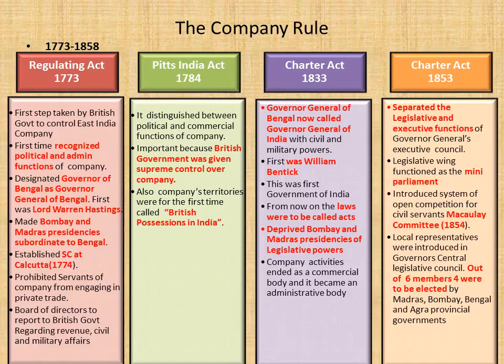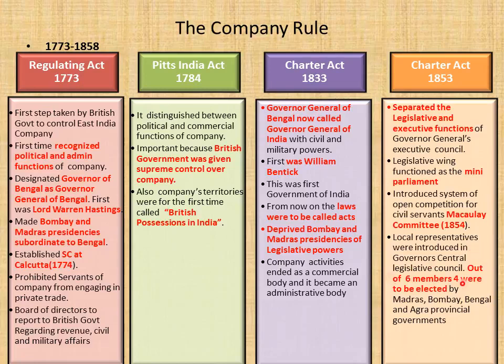Another important point was that since centralization was being done by the government, the government also wanted to give representation to the local provincial governments. So it introduced a system of local representatives in the Governor General's Central Legislative Council, the council which was to make laws for the whole of India.